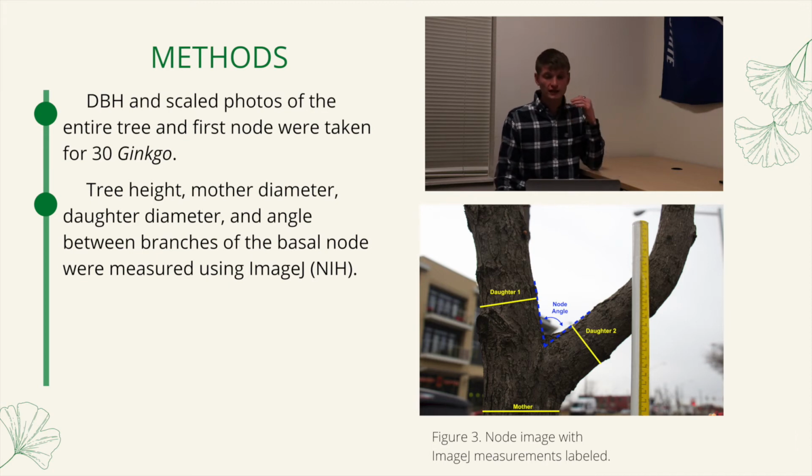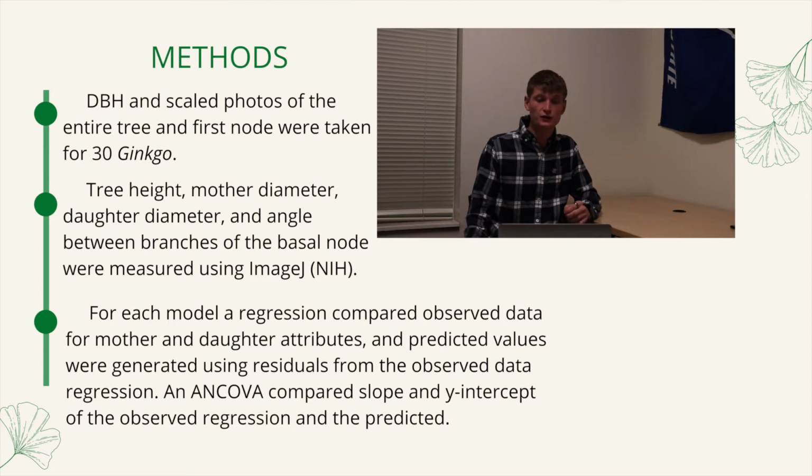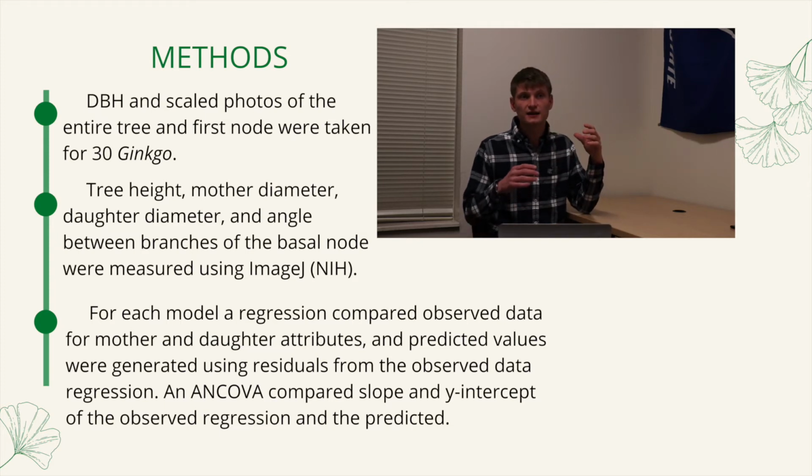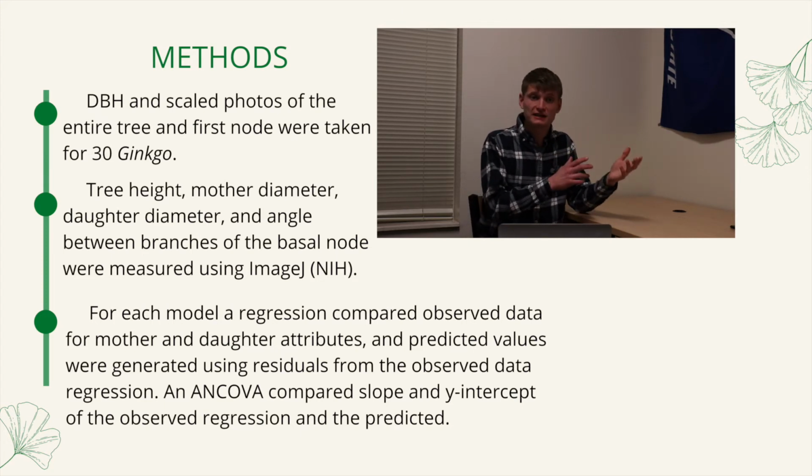We measured the mother diameter and the two daughter diameters before and after the branching point, and we also measured the angle in between those branches. Then, using that data in each model, we ran a regression compared to the observed data for the mother and daughter attributes. The predicted values per these different models were generated using residuals from the observed data regression, so that our predicted data wasn't as perfect as would be predicted.